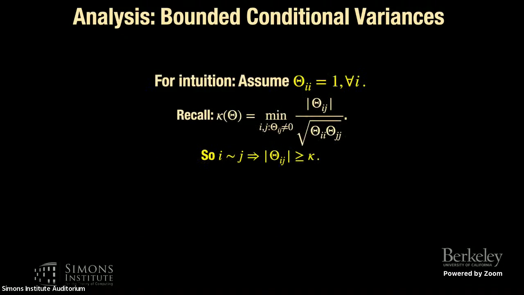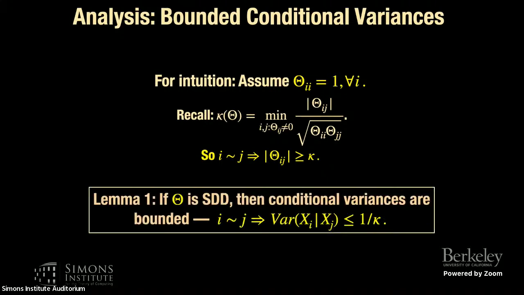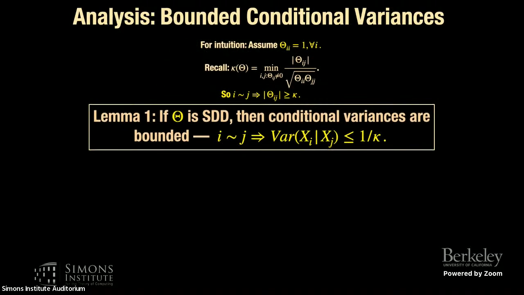Okay. So in the last one minute, let me tell you one special case of this bound. For intuition, assume that you have a precision matrix where the diagonal entries are 1. I'm just normalizing it so that this is true. Then the condition kappa translates to saying that every non-zero off-diagonal entry is at least kappa in magnitude. They're not too negligible. And the lemma says that under this condition, the conditional variances are bounded by 1 over kappa. Okay? So they cannot be p or p squared or anything like that. So that's the main thing.